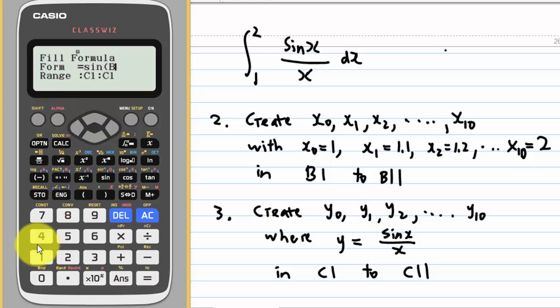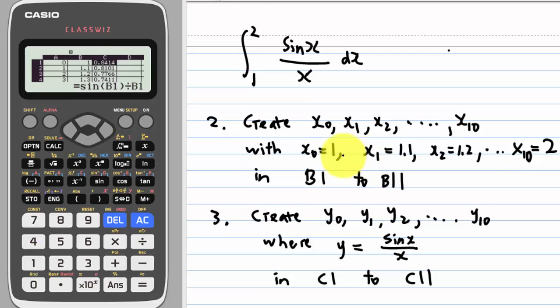Alpha B1, which is the value of x, over B1 again, alpha B1, and equal. And this is going to be filled in the range of C1 to C11. Then you have sin x over x for x equal to 1, 1.1, 1.2, all the way to 2.